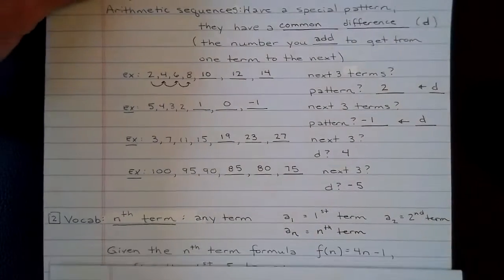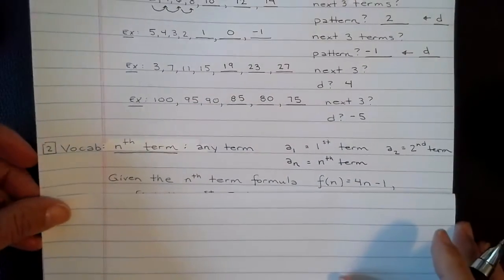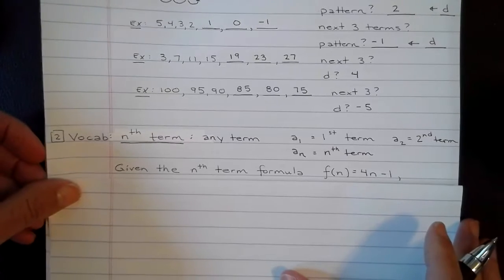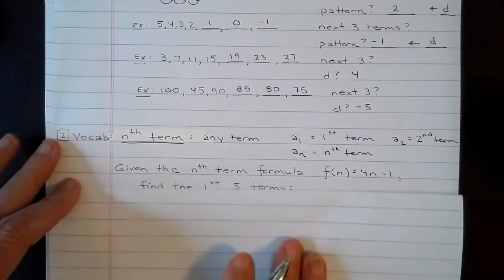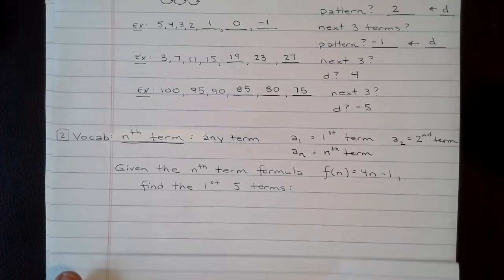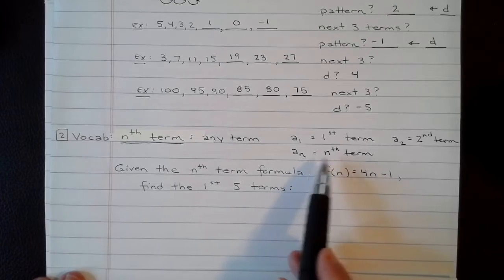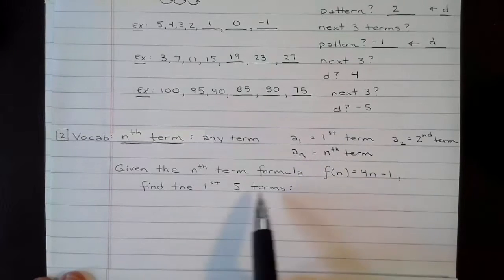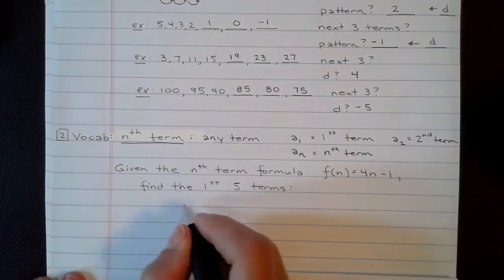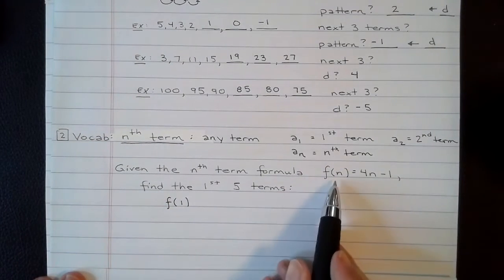Okay, so let's move on to the next stuff. Given the nth term formula, okay, suddenly sounds scary, but don't let it scare you, okay? Using the nth term formula, we're going to find the next 5 terms. All right, so here we go. To find the first term, remember n, the nth term, represents the term you want. So if we want the first 5, that means we have to find the first term. So all you're going to do is plug a 1 in for n.